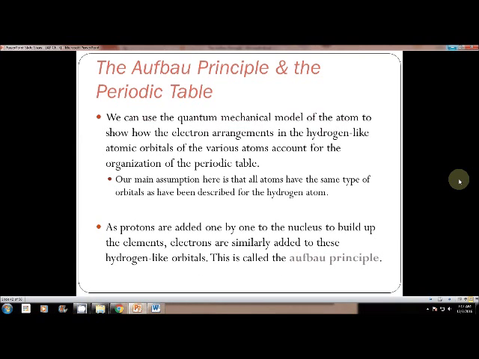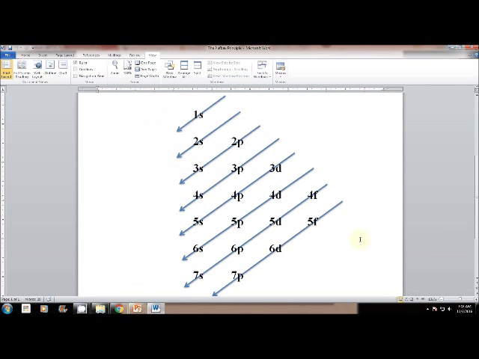As protons are added one by one to the nucleus to build up the elements, the electrons are similarly added. This is called the Aufbau principle, which in Chem 1, if you remember, we had the arrows sheet that helped us with. You do not get this on the AP exam, so we are going to have to be able to do it by just looking at a blank periodic table, okay? And I can help you more in person with this too if you need to.